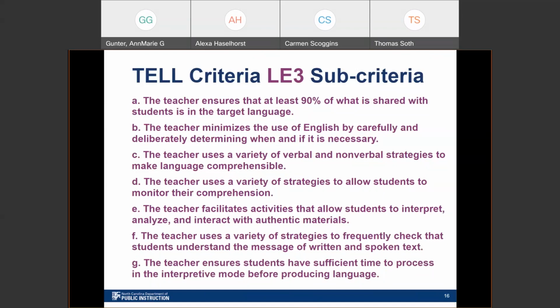We've always talked about, of course, wait time in our methodology courses. How do you do that in a world language classroom? How does it work best? And I'm sure you have a lot of tips and tricks. And so we're going to be talking about those today and asking you to reflect on those, and also hearing from our model world language teachers about what they do in their classrooms to ensure that they're using these sub-criteria with LE3 to really focus on implementing the interpretive standard in our work.